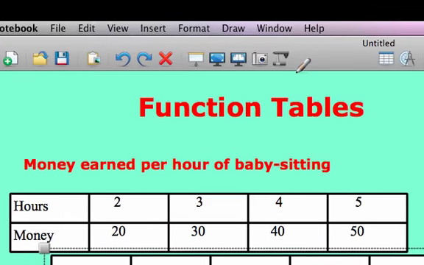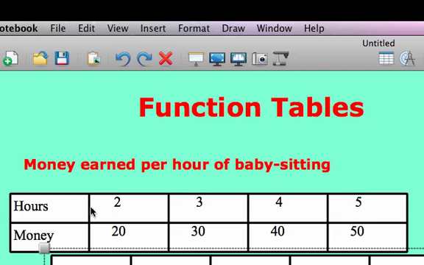Let's say we had money earned per hour of babysitting. So we have hours and money here. You can see there's 2 hours, $20, 3 hours, $30. Well, what depends on what? Does the money come in first and then the hours, or are the hours independent of the money? I would say that the hours are independent of the money.